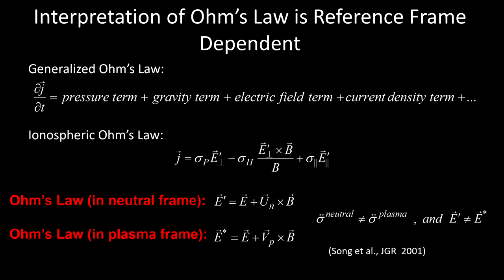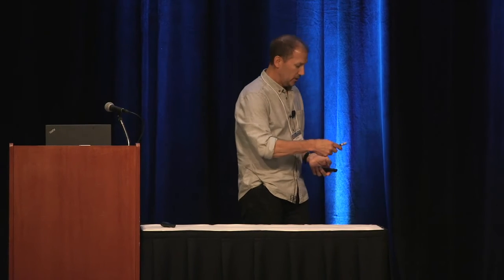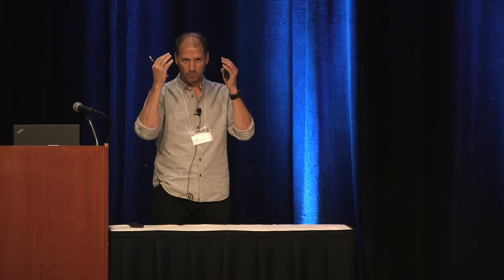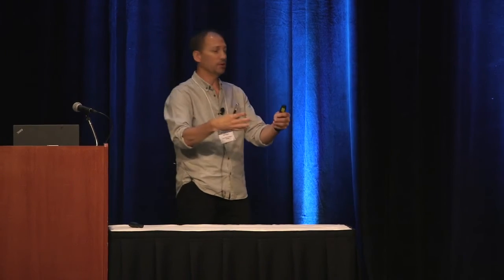Now, an interesting exercise that I've been going through, and I find it to be enlightening, has been if you express the Ohm's law in a different frame. And that means if you start not in our neutral description, but in a plasma description, meaning that if you describe the velocity that you're working under as the plasma velocity, you get exactly the same form of the ionospheric Ohm's law. But now your conductivity coefficients are not the same thing, and your electric field is not the same thing. It leads to a different physical thinking about describing this system.